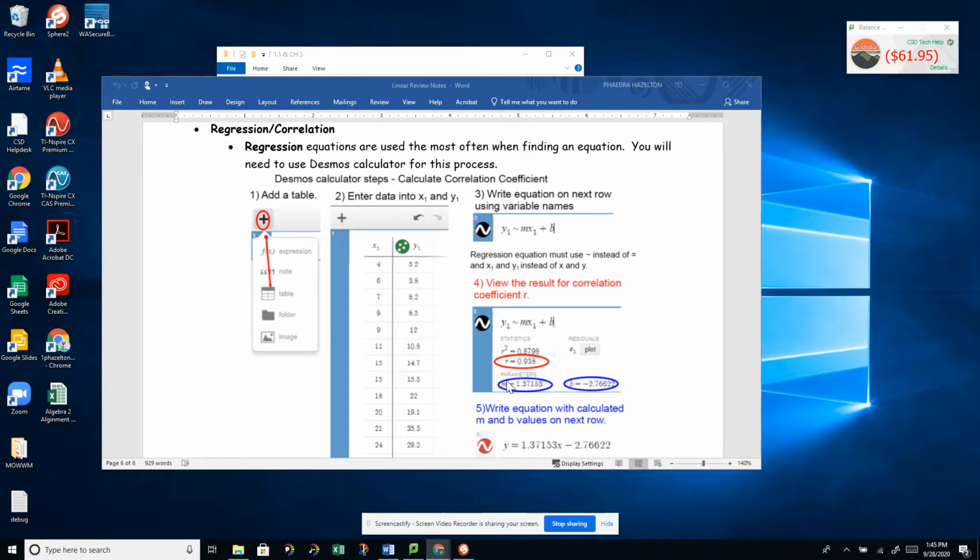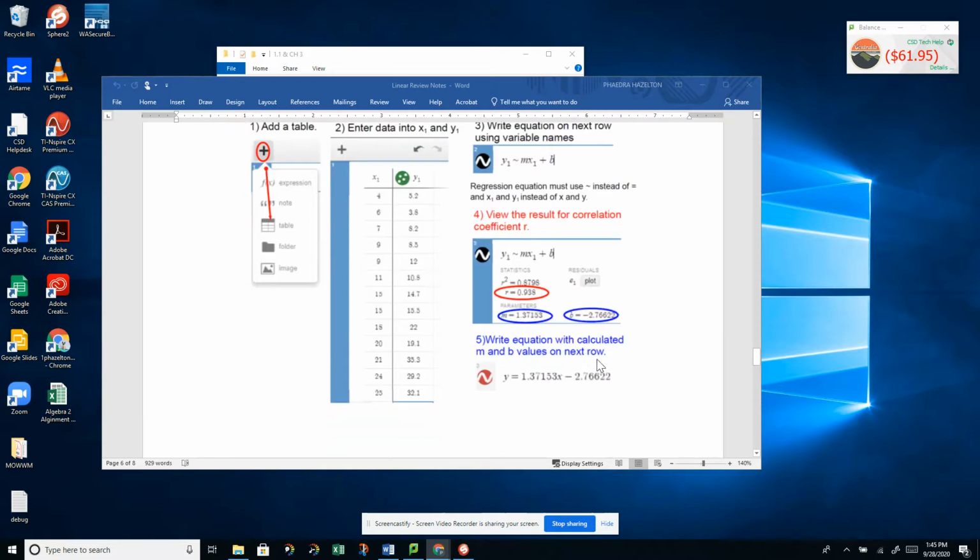Then you're looking at the equation. Well, this blue part is your equation. This is your slope, that's your y-intercept. And then this r, that's your correlation coefficient r. So this is your equation, and you type it in, and it should go through that line.